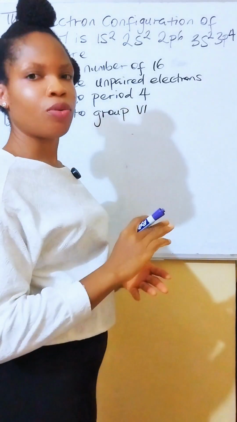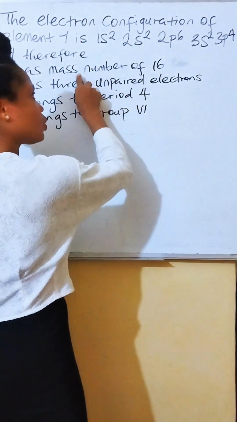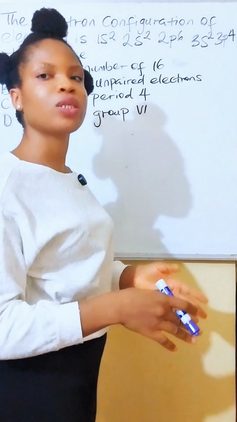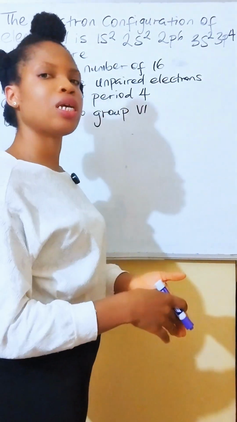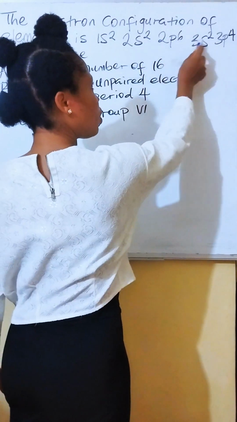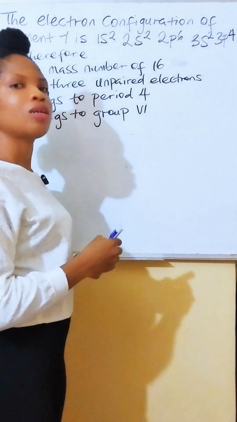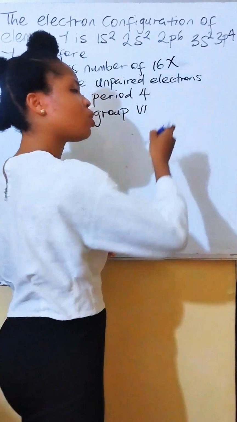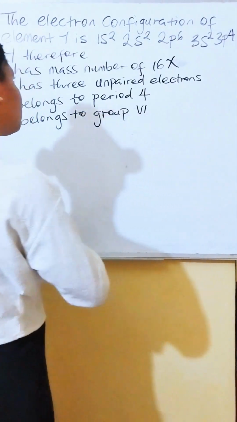This is the atomic number, okay, and not mass number. Mass number is defined as the number of protons and neutrons present in the nucleus of an element, and this 16 we got from here is the atomic number and not mass number. So option A is wrong. Let's move to the next one.